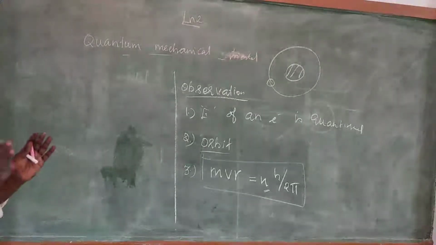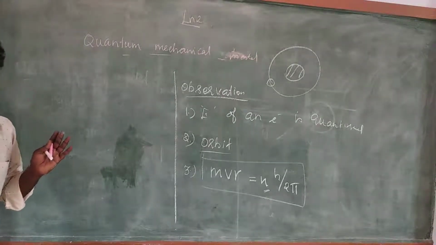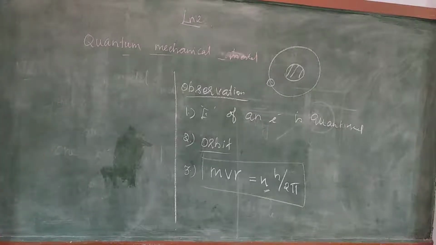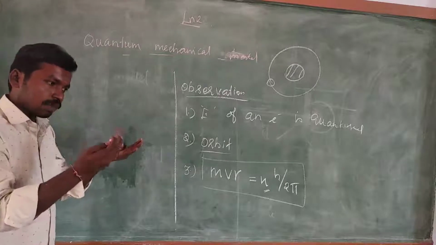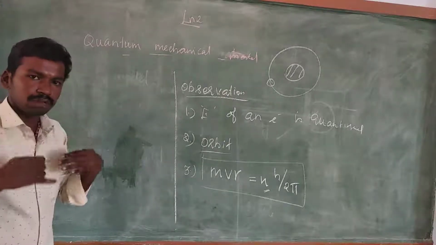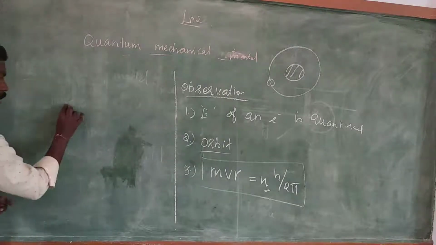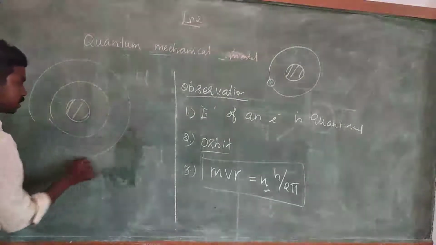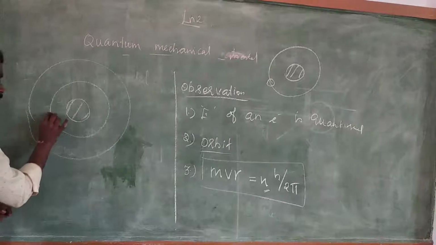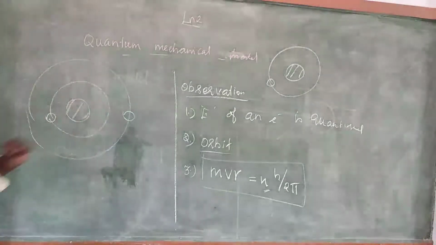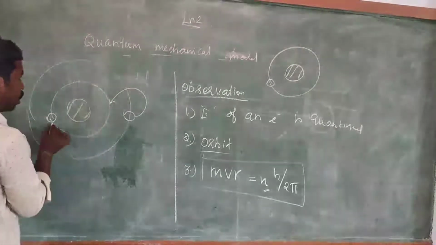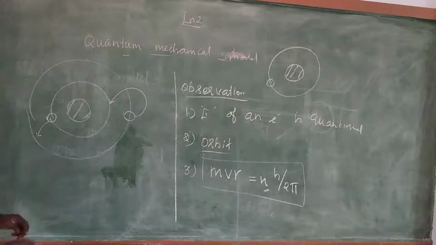As long as the electron is in the same path there will be no loss of energy, but it can jump from higher orbit to lower orbit or from lower orbit to higher orbit. Imagine this is the nucleus, this is the first orbit and this is the second orbit. The electron is here and it can also be here. The electron can jump from higher state to lower state or from lower state to higher state.